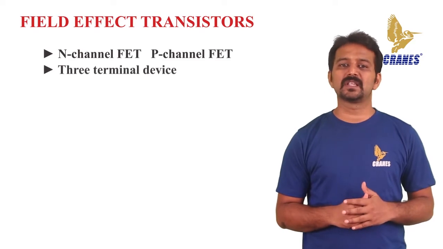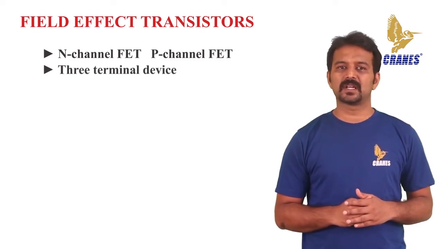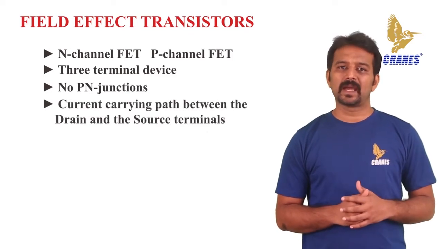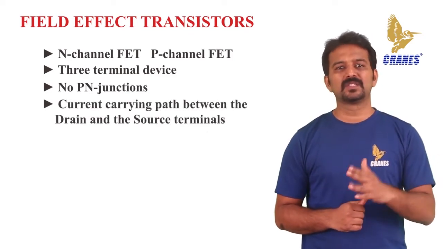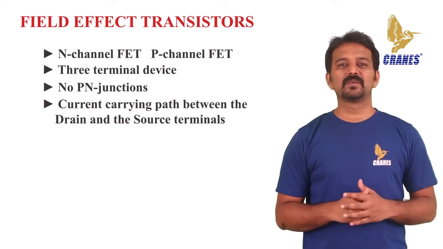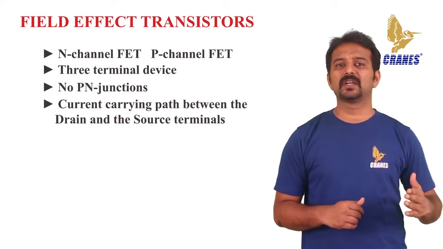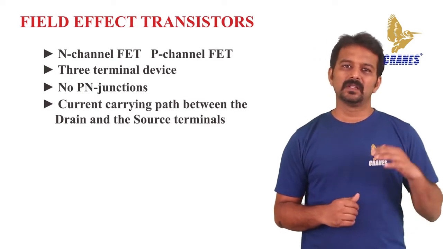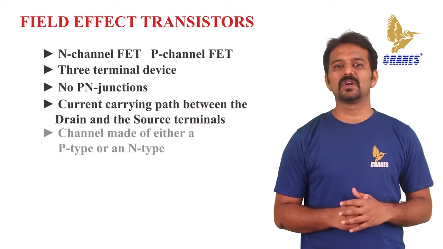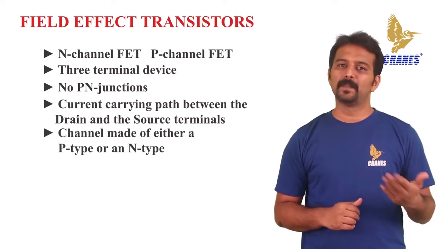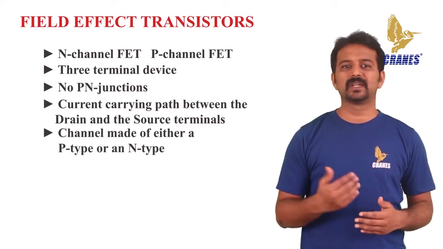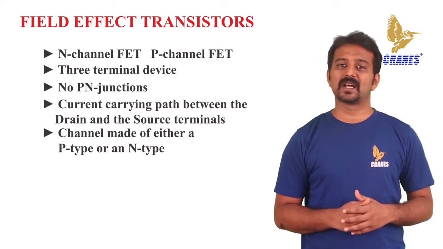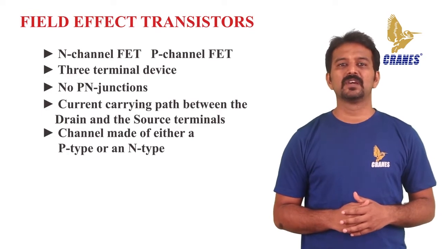The field effect transistor is a 3-terminal device that is constructed with no PN junctions within the main current carrying path between the drain and the source terminals. These terminals correspond in function to the collector and the emitter respectively of the bipolar transistor. The current path between these two terminals is called the channel, which may be made up of either P type or N type semiconductor material. The control of the current flowing in this channel is achieved by varying the voltage applied to the gate.